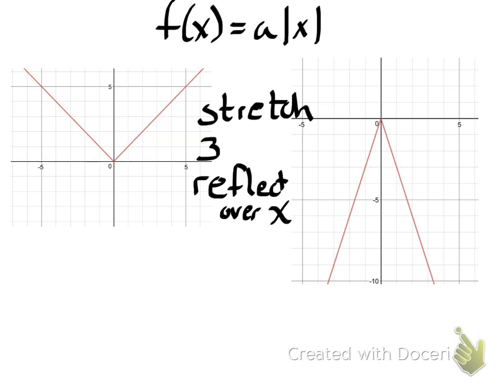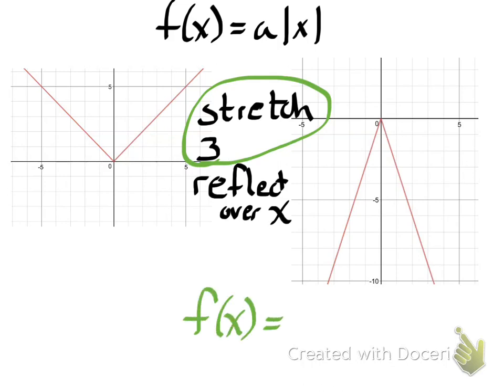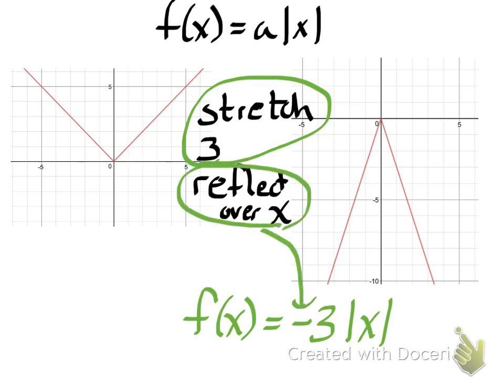This time, I still kept that stretch of 3 that we had last time, but now it's pouring out. When it's negative, it's upside down. You're spilling all your contents out of the absolute value. So we reflected over the x-axis, and f(x) = -3 times the absolute value of x. If we want to reflect it over the x-axis, we have to put a negative on the outside of the absolute value, because if it's on the inside, it's not going to matter.